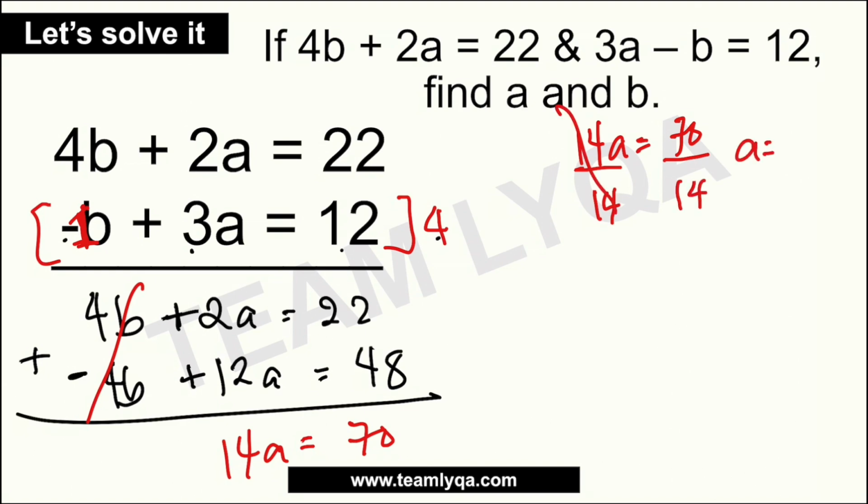So, now, A is equal to 70 divided by 14 or 5. Na-solve na natin yung A. Now, using that, we can now solve for B. Isa-substitute lang uli natin siya. Okay? So, how do we do that?